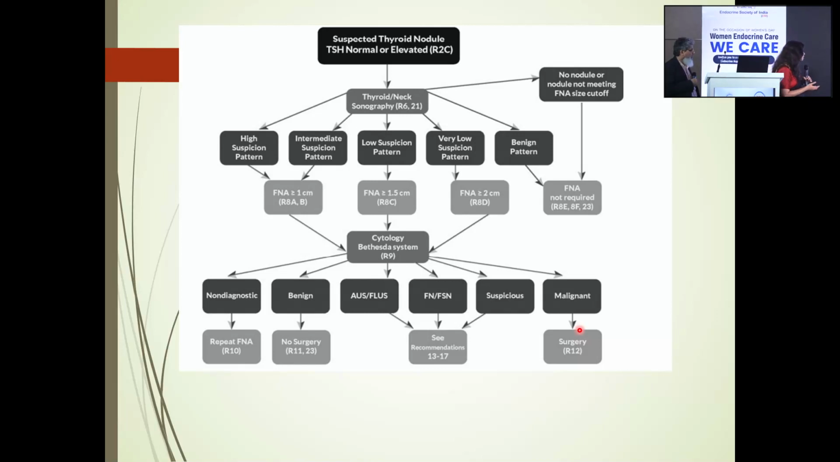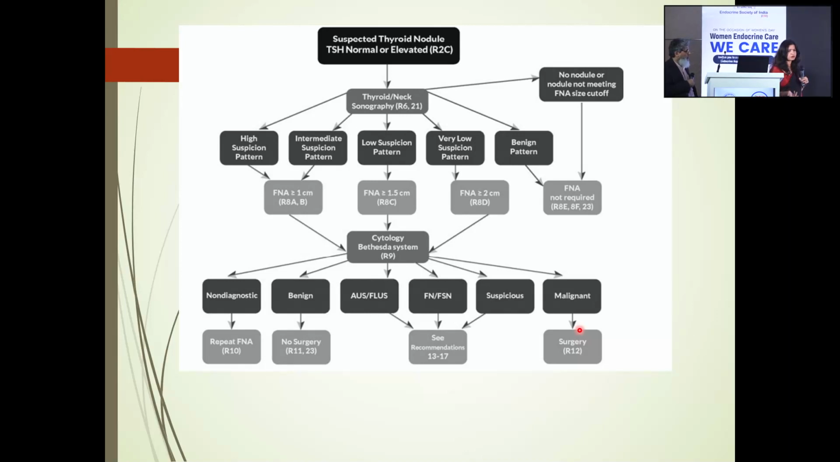And if it's a benign pattern, then you can just follow up, because many times these nodules have existed for years together and the size hasn't changed much. So you can just follow up these patients. And we know that we have to have a cytology after that, and that has to be done by a specialized pathologist. Not just anybody can make the slide, because you have to talk to the pathologist about what you are thinking.